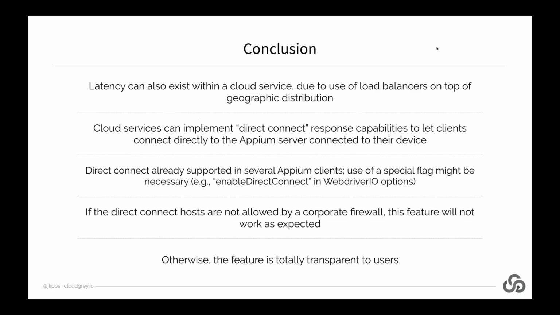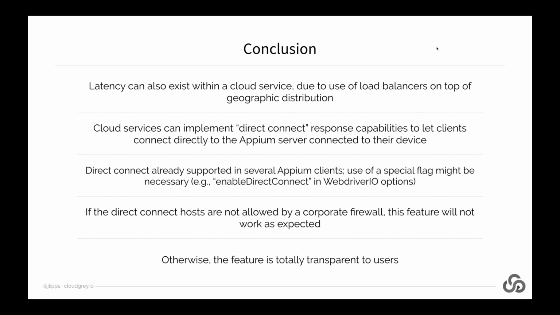So to sum up where we're at with Direct Connect, the problem that it solves is the latency that might exist within a cloud service itself due to the combination of load balancers and geographic distribution of devices. You know, geographic distribution of devices is great. You can run your tests on devices in Tokyo or devices in Nairobi or whatever. But the cost for that is all this extra latency. But using Direct Connect, the cloud service can help our client know where to speak directly, so we no longer have to lose that time by making the extra hop through the load balancer.